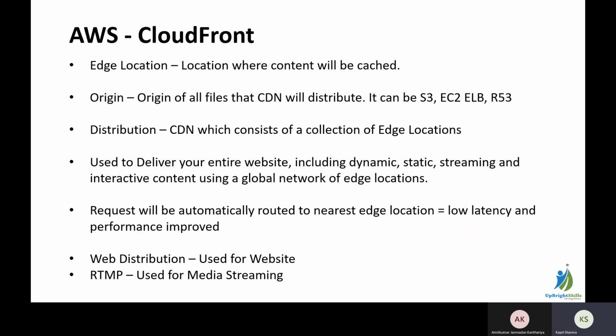So wherever your users sit, the nearest geographical location will serve that particular request. The request will be automatically routed to the nearest edge location, which means low latency and improved performance. Web distribution can be used for websites, and RTMP is used for media streaming. So if you are using media streaming content and you want to use CloudFront as a service, then you opt for RTMP. And if you are using it for a website, then you use web distribution.